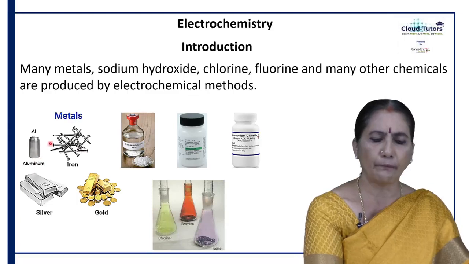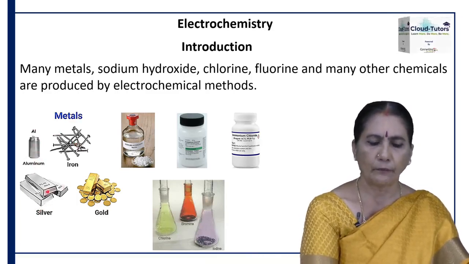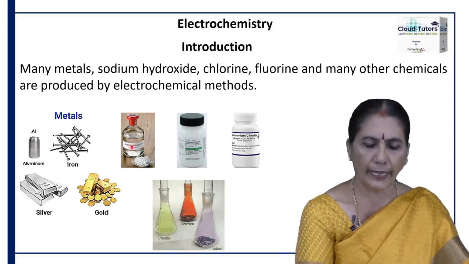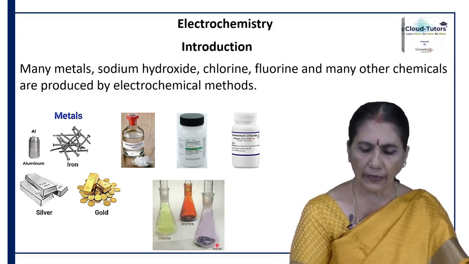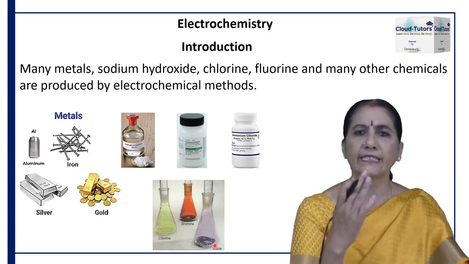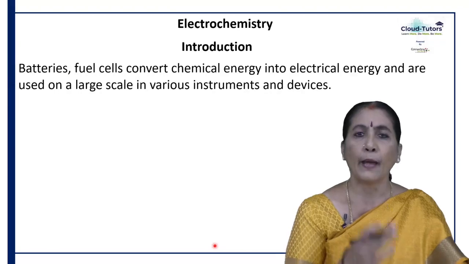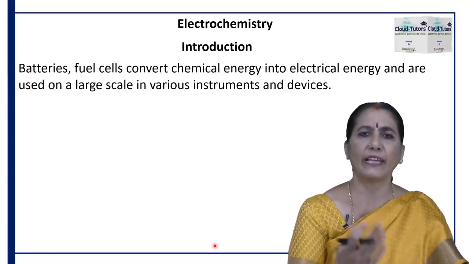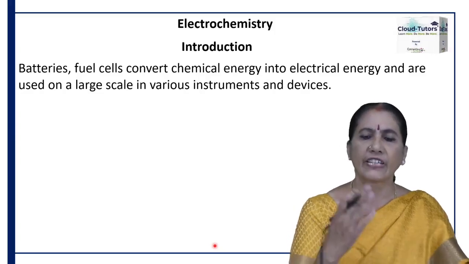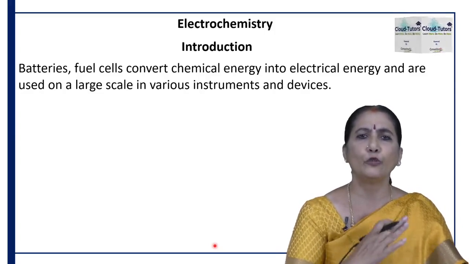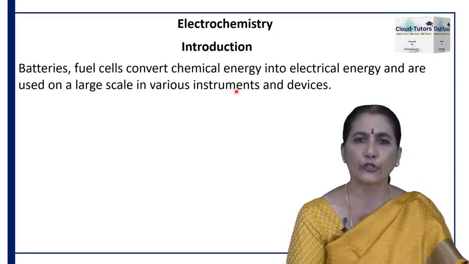Let me tell you certain examples of metals. You can see here an aluminium can, iron nails, silver and gold bars. Sodium hydroxide, ammonium chloride, potassium chloride, chlorine, bromine, iodine, all these are chemicals which are produced by electrochemical methods. Batteries that we use for making many devices work, and even the fuel cells which convert chemical energy into electrical energy, are used on a very large scale, especially in various instruments as well as devices.